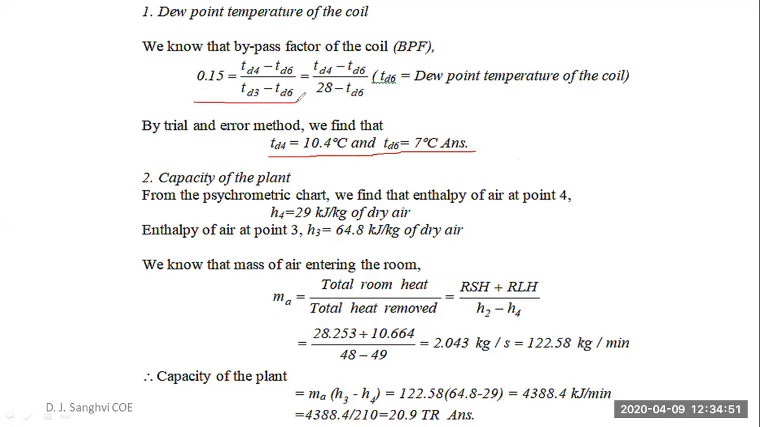So bypass factor is given as T4 minus T6 upon T3 minus T6. We know the value of bypass factor as 0.15. We know the value of T3 that we have just found out as 28. So there will be one set of values for T4 and T6 for which you will get bypass factor as 0.15.